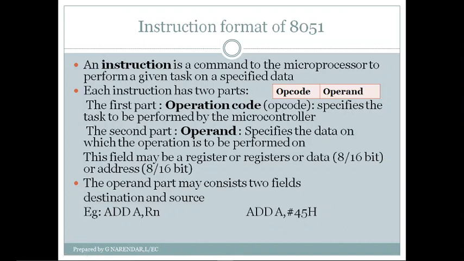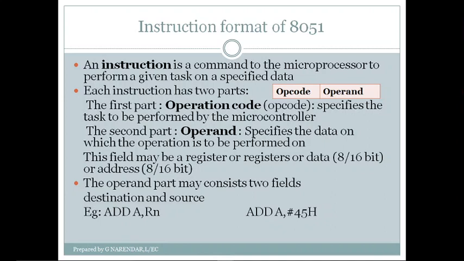And the operand field, or operand part of the instruction, may be a register, or maybe registers, or maybe data which can be 8 bit or 16 bit, or the operand part may be the address of a certain memory location. That means the address can be an 8 bit address or a 16 bit address.